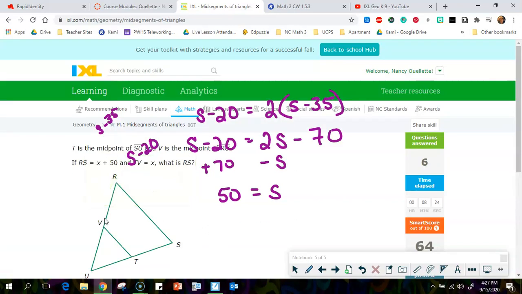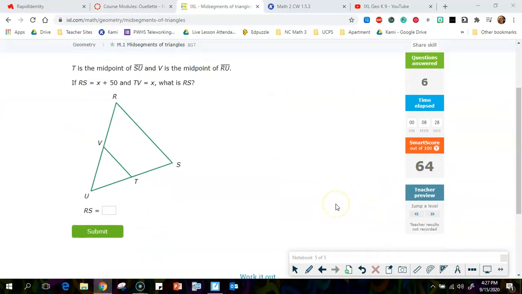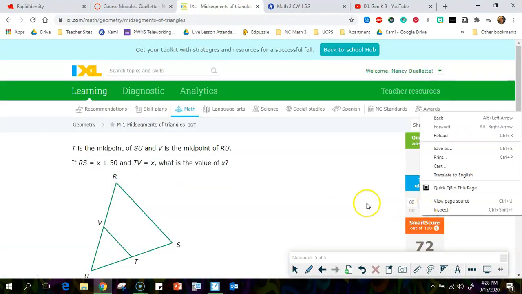Okay, this time it asked us for, you know what, I'm going to jump a level. Let's see what we get here. 72. Okay, let's try this one.